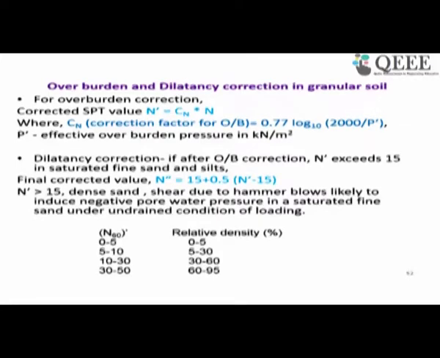If N dash is above 15, that represents dense sand, because when you do the SPT test on dense sand, there is a chance of dilation in the sand, which is why you need to correct for this dilatancy. So as you see, different N values have to be corrected in the case of sands having N dash beyond 15.